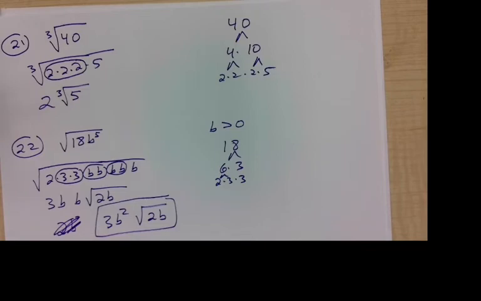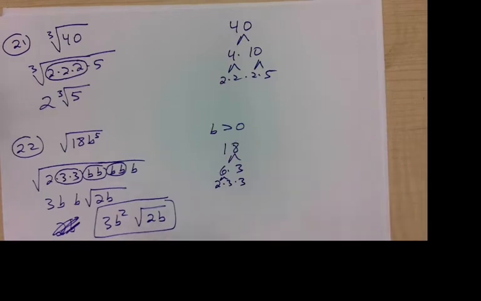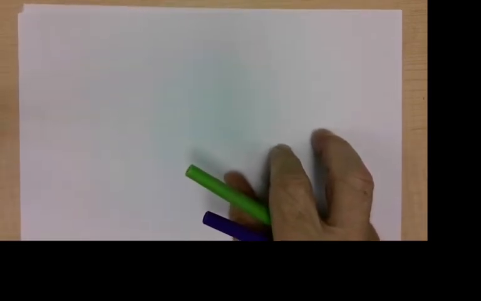Next we have 23, which will require us to solve an equation with algebraic fractions. That will be challenging. So let's take a look at it. 23, and I'm going to start writing it vertically.